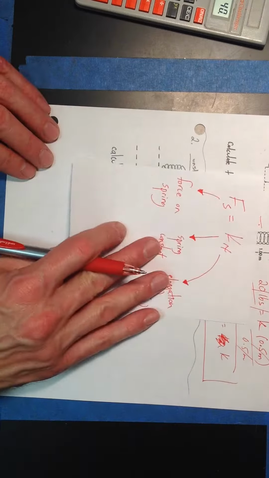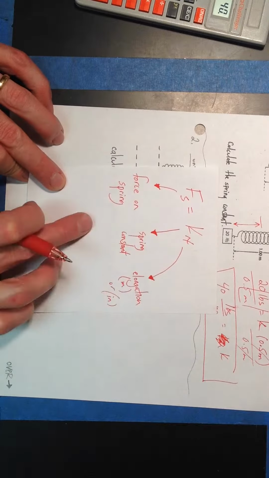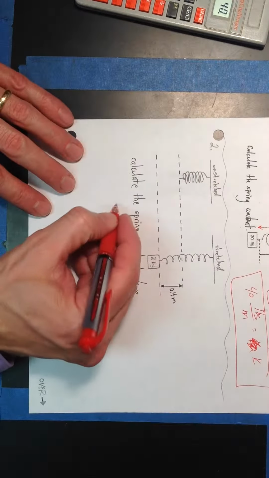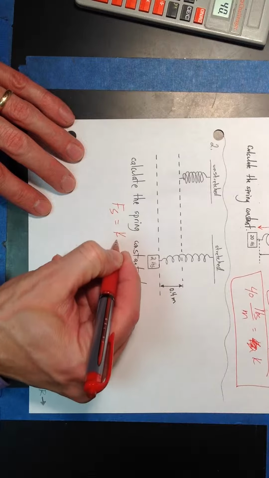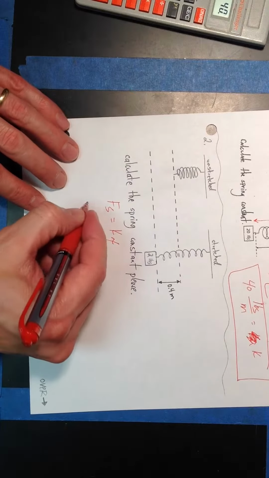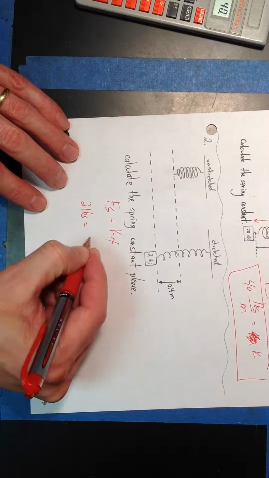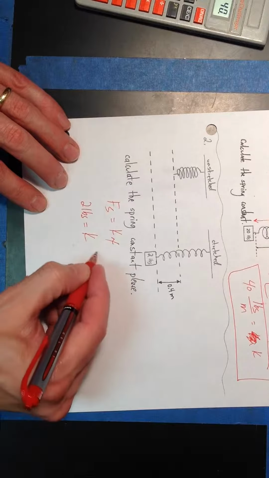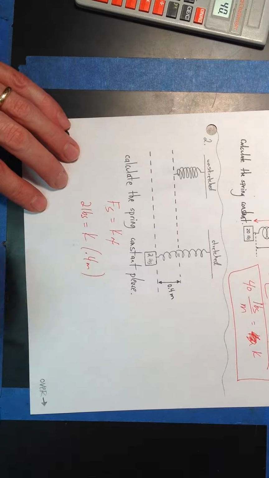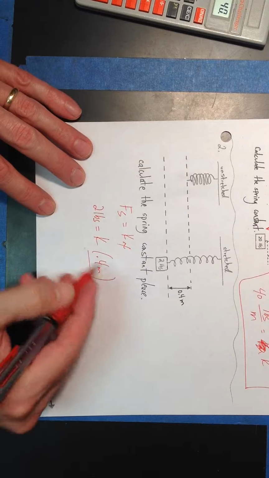This is the formula, again, on the reference table. It explains what these things are as well. So I'll do it like this. F_s equals kx. We know the force on the spring is 2 pounds. K we don't know. The elongation is 0.4 meters. This is a very similar type of problem. Let's get K by itself.